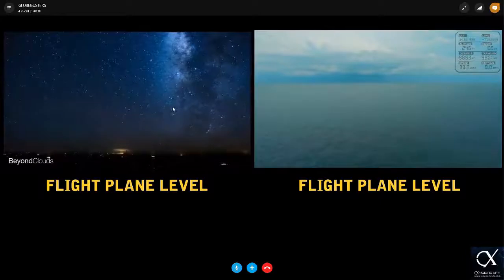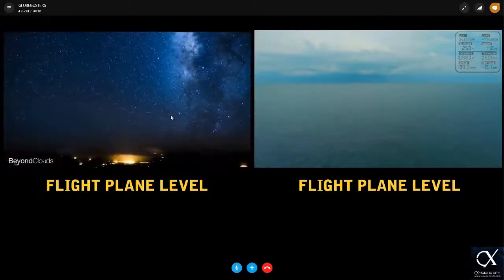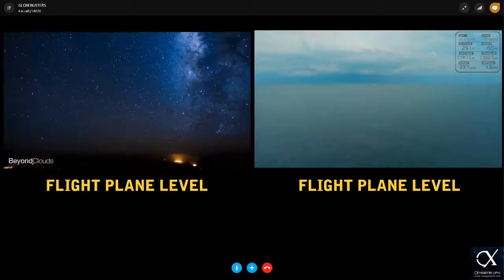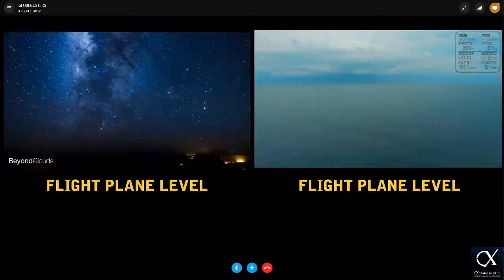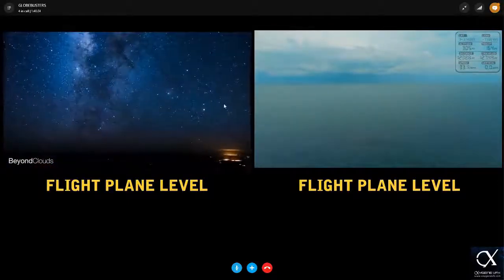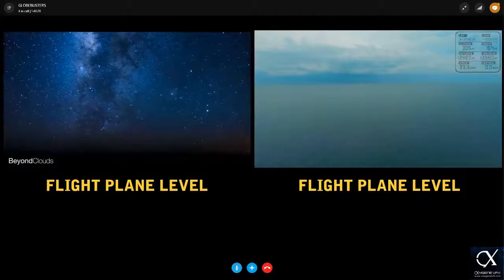So the flight of the plane is level. There is no indication that it is not level flight or that it's auto-oriented to the curvature of the Earth.